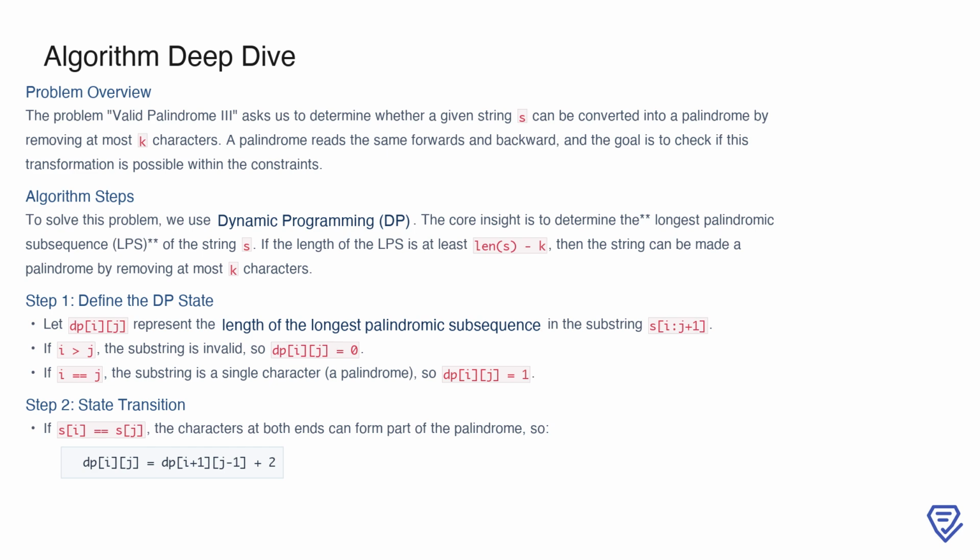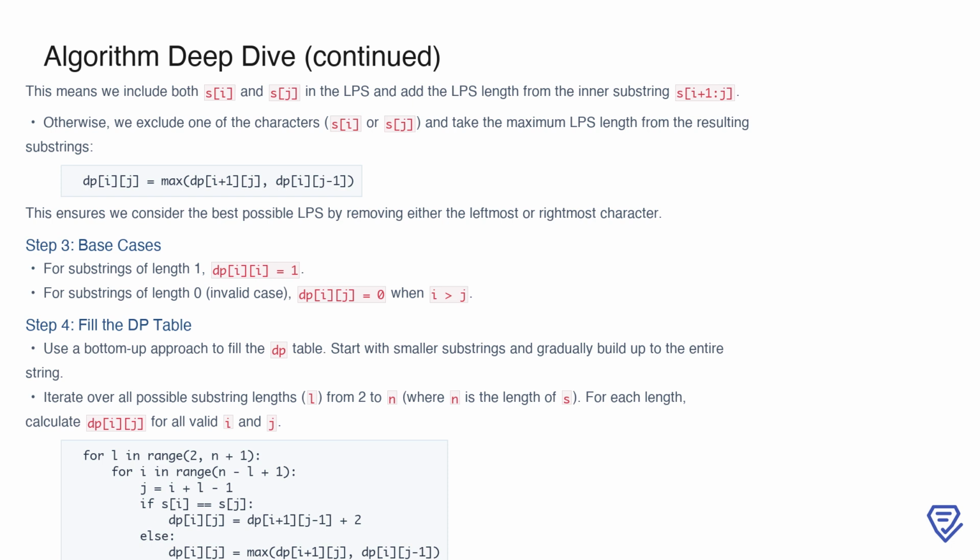When the characters at both ends of the substring match, we include them in the LPS and add 2 to the length of the LPS for the inner substring. This is expressed as dp[i][j] = dp[i+1][j-1] + 2. On the other hand, if the characters do not match, we have to exclude either the leftmost or rightmost character and take the maximum LPS length from the remaining substrings. This is captured by the formula dp[i][j] = max(dp[i+1][j], dp[i][j-1]). These transitions ensure that we account for all possible ways of forming the longest palindromic subsequence.